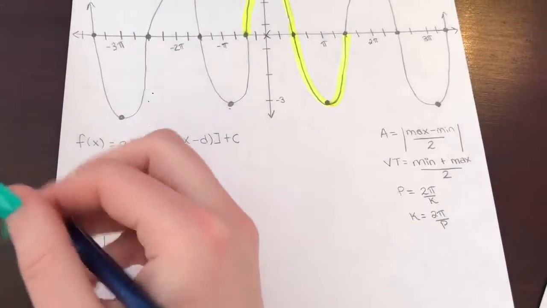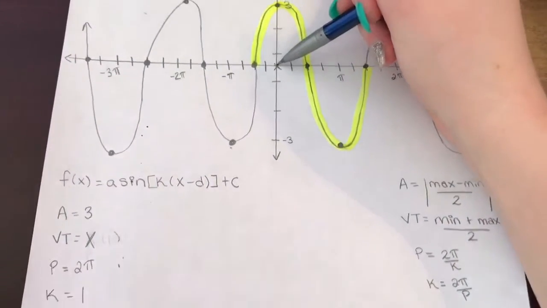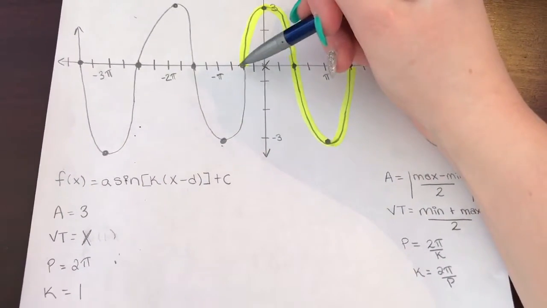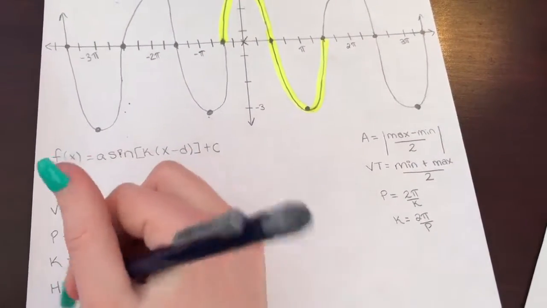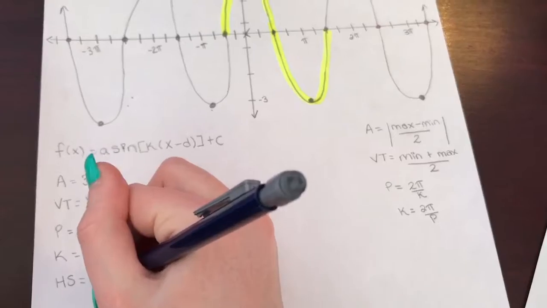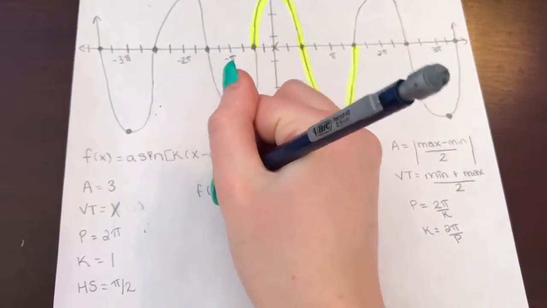Okay, and the only thing we're missing is the horizontal shift. Now normally we would start at 0, 0, so we do have a shift to the left of pi over 2, because it is 4 squares to the pi over 2. Okay, so now we have all of our information, so we can form our equation.